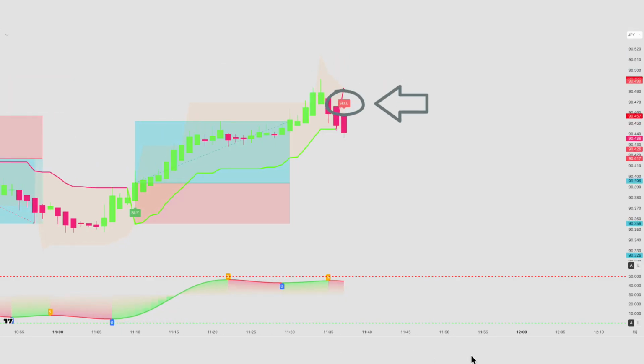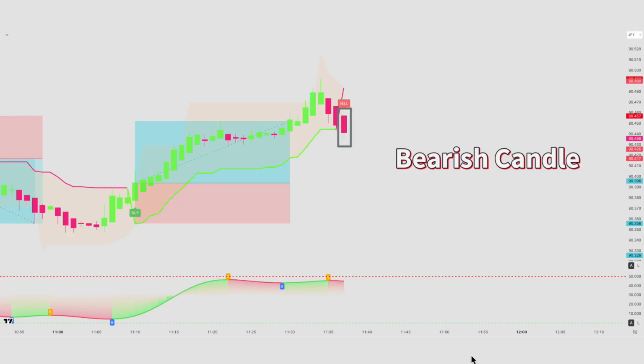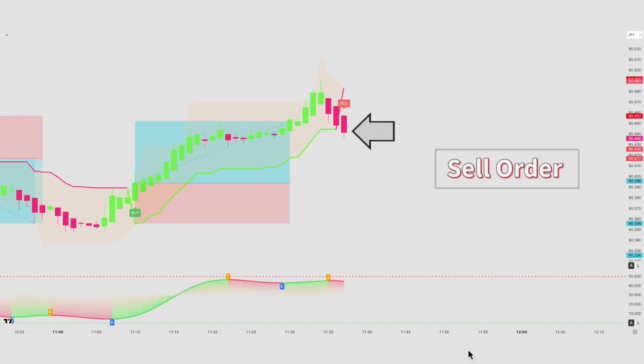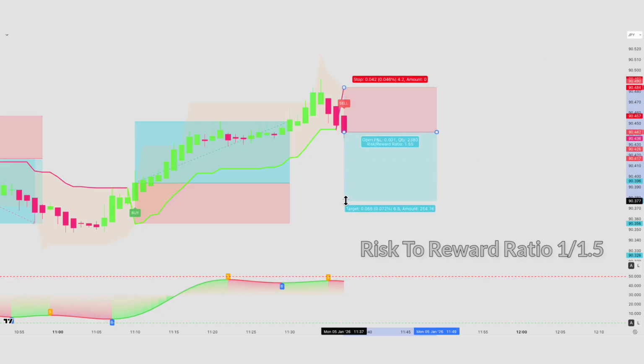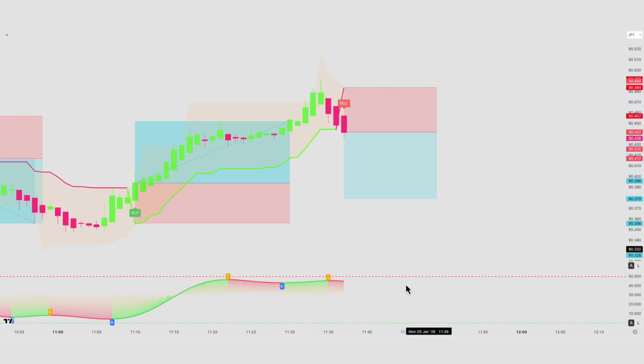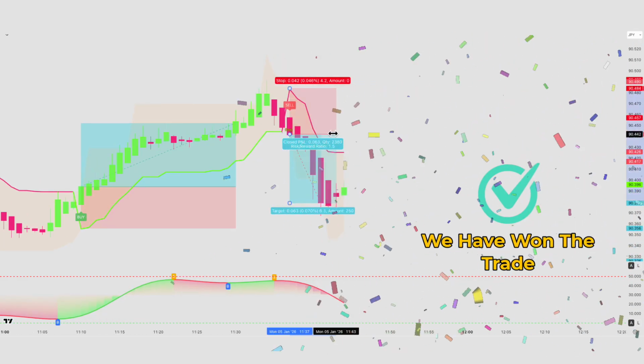Here the MTF dual super trend arrow of this indicator is a sell signal. Here the Kalman filtered label is down. Here the market has made a bearish candle to give confirmation. So all our conditions are being fulfilled, so we are placing an order to sell. Our stop loss is to be placed at the red line, and the risk to reward ratio will be 1:1.5. We have won the trade.